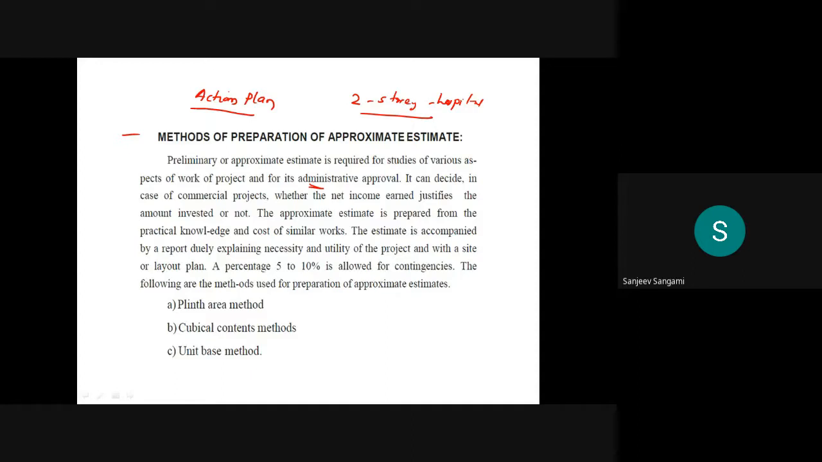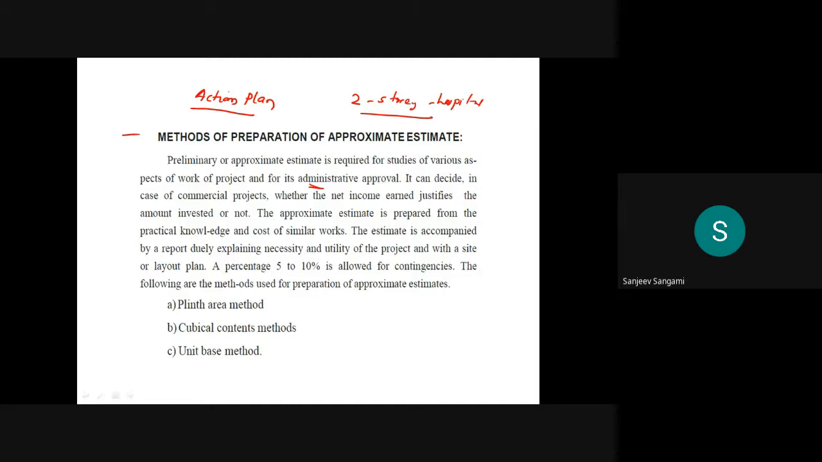Those kinds of decisions will be taken whenever an approximate estimate is available. The approximate estimate is prepared from practical knowledge and the cost of similar works. You have to observe the cost of similar works, then you have to decide it. The estimate is accompanied by a report duly explaining the necessity and utility of the project with site and layout plan. A percentage of about 5 to 10% is allowed for contingencies.